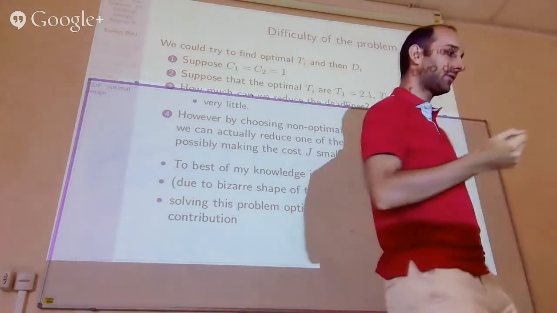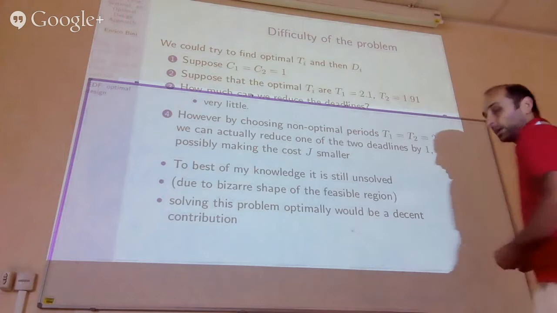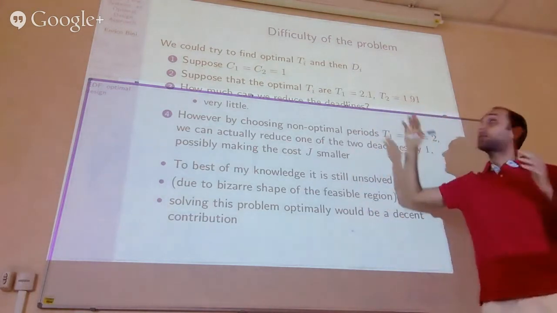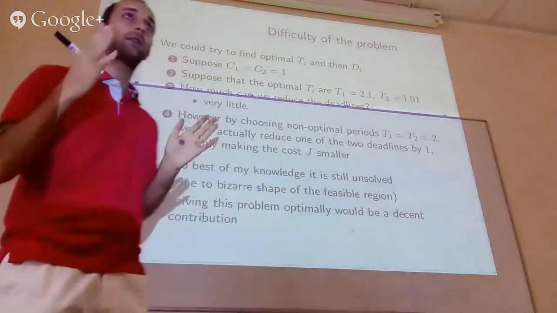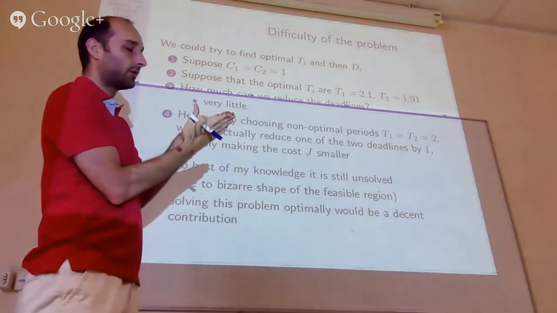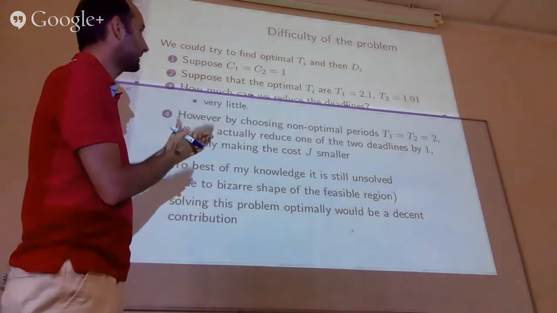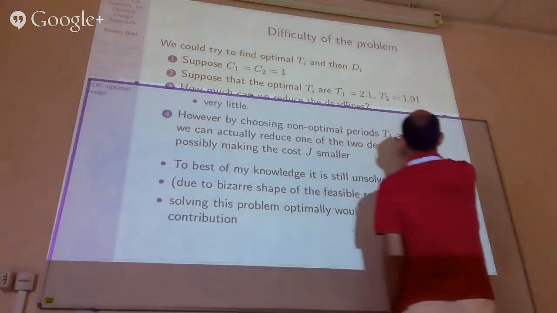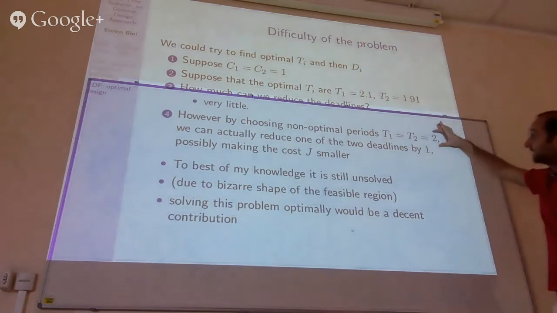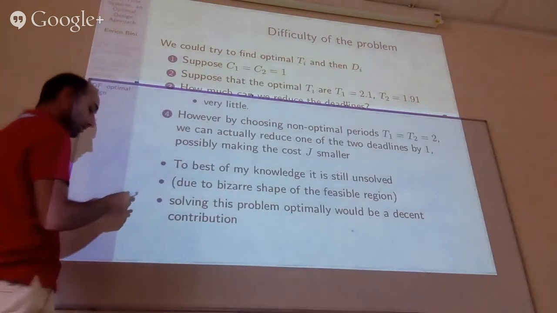However, from the space of deadlines, we understood that if you have periods which are bad values, such as 2.1 or 1.91, the amount of reduction of deadlines that you can do is very limited. The amount of deadline reduction is the amount of separation of those planes. If the periods are very bad, like in this case, the amount of reduction that you can do is very little. If instead you take periods which are not optimal, but which have the advantage of being the same, for example T1 equal to T2 equal to 2, in this case the amount of reduction of deadlines that you can do is much larger.